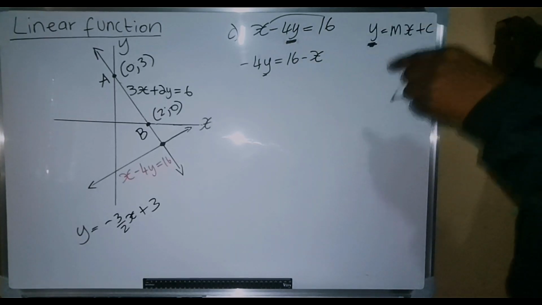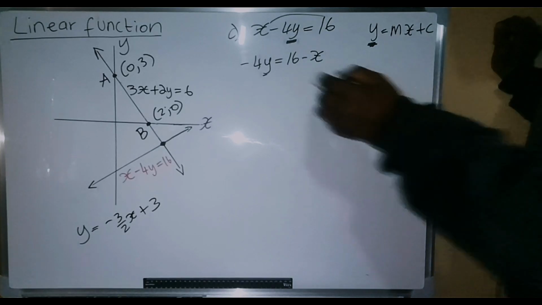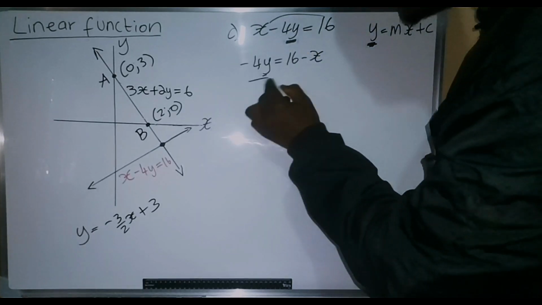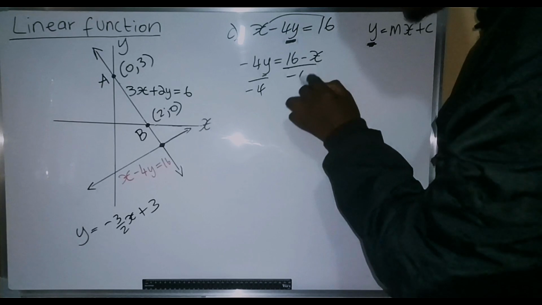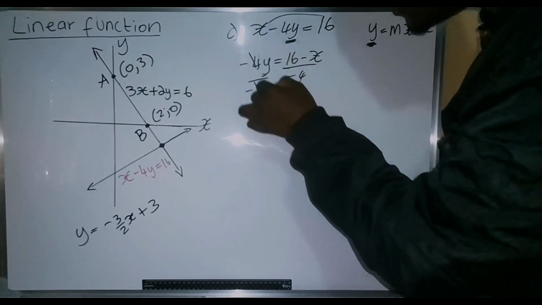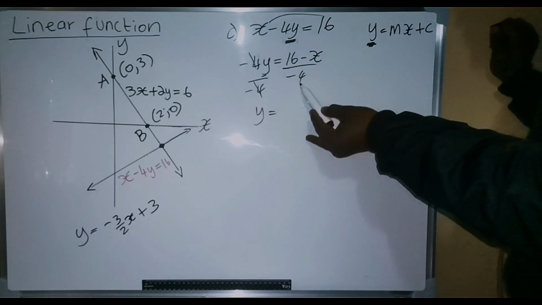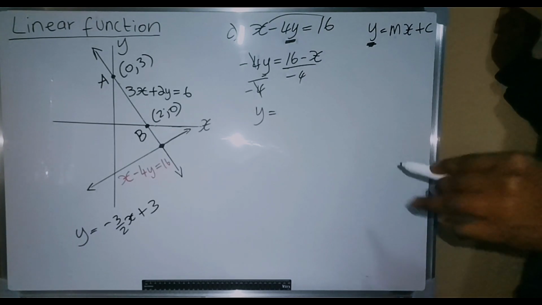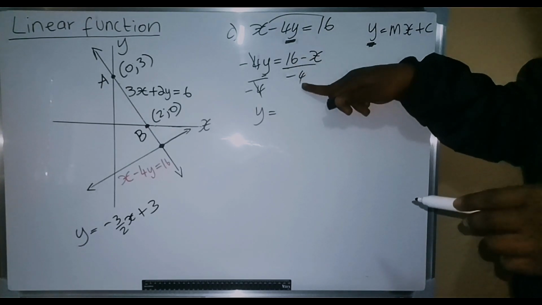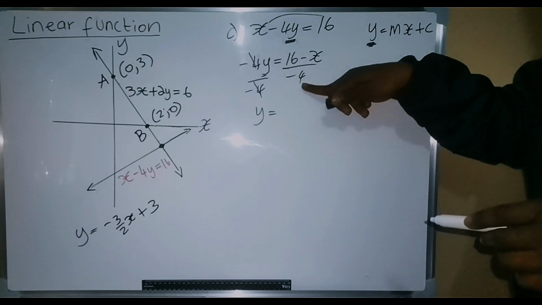Therefore, I divide both sides by negative 4. Negative 4, negative 4. This negative 4 divided by this negative 4, we are left with y. Now put it on a calculator: 16 divided by negative 4. What is 16 divided by negative 4?